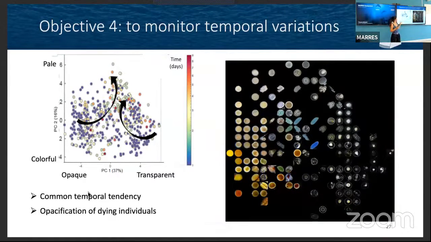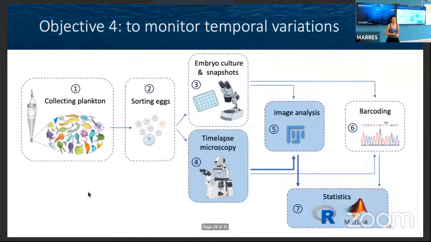Here we have a kind of common tendency, and it's a neat tendency for now, that the eggs are moving to a more pale state. In fact, what we can see with the images here is that on the top of this graph, we have mainly dying individuals. So there is a kind of opacification during the development, I mean, when they die.